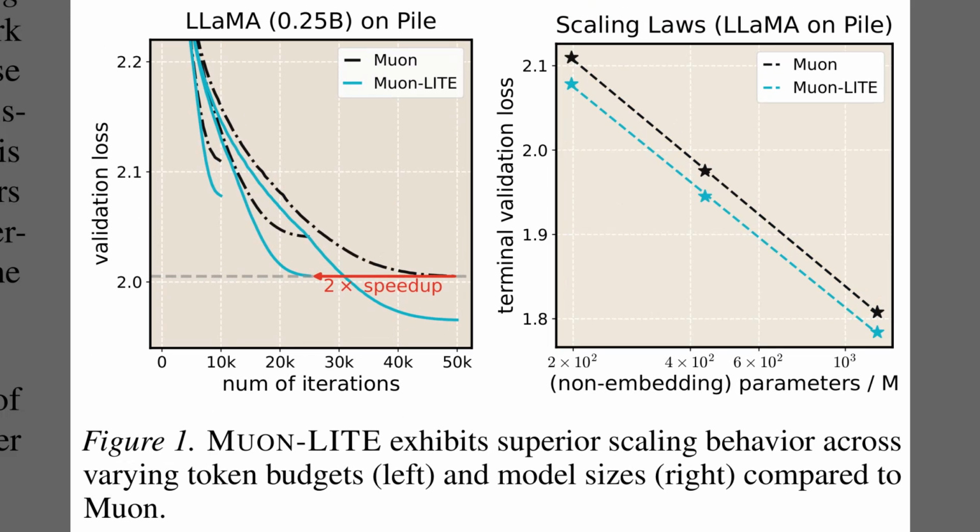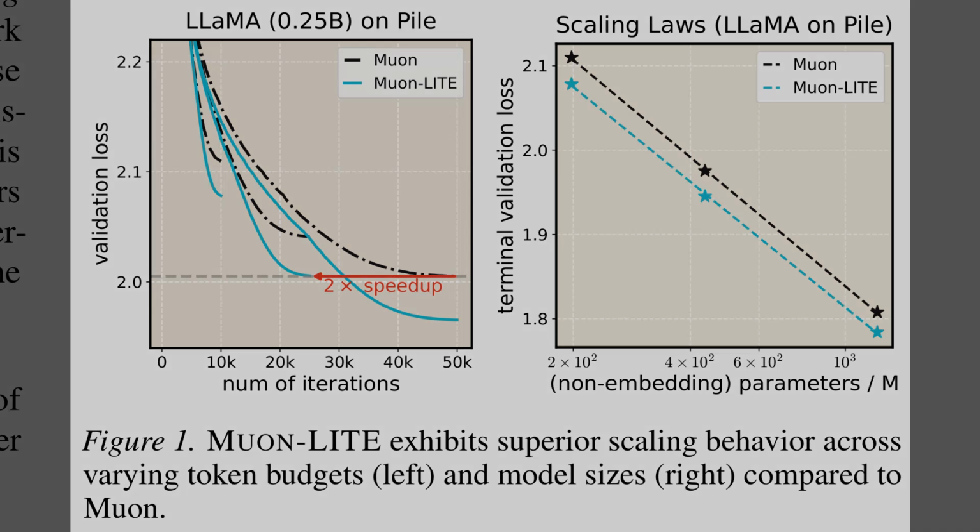So, Figure 1 visualizes this performance gap explicitly. On the left, we see training curves for a 0.25 billion parameter llama model trained on the Pile dataset. The cyan lines, representing muon LITE, drop much faster than the standard muon baseline shown in black. In fact, that red arrow highlights a clear 2x speedup, meaning it reaches the target loss in half the iterations. Then on the right, the scaling laws plot confirms this holds as models grow, because muon LITE consistently achieves lower terminal validation loss across all parameter counts.